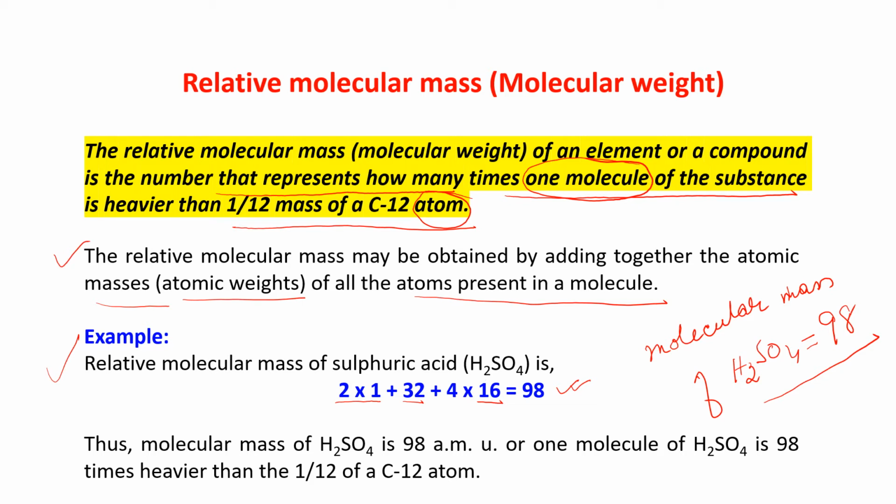So what is the conclusion we can draw? The molecular mass of H2SO4 is 98 AMU, or one molecule of H2SO4 is 98 times heavier than 1/12th of a C12 atom. I think I am clear.